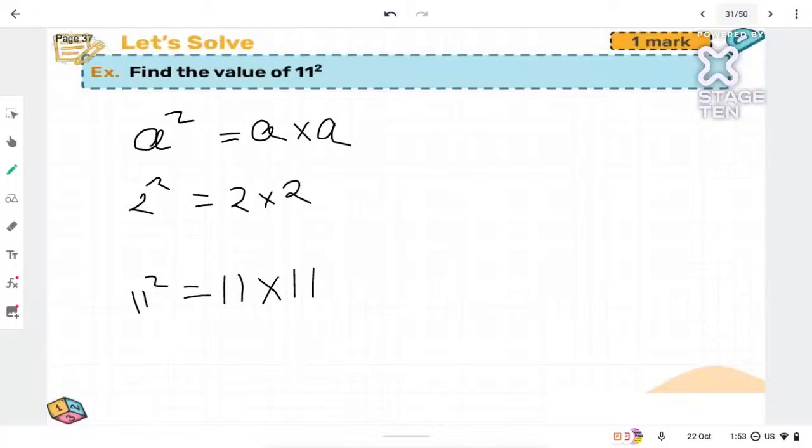Yes, okay, Deepa, okay, Kevin. Try to find the answer. Tell me what will be the answer for this. 11 square. Okay, Deepa says 121. What about others? Does everyone have the same answer or a different answer here?